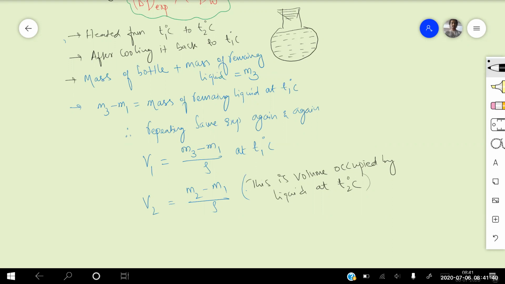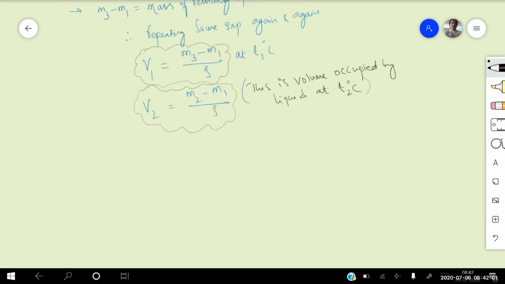Okay. So what is V1, beta? V1 is equal to M3 minus M2 divided by rho at T1 degree centigrade, and V2 is equal to M3 minus M1 divided by rho. And this is the volume occupied at what temperature right now for me? T2 degree centigrade. So what is the coefficient of linear apparent expansion formula, beta?